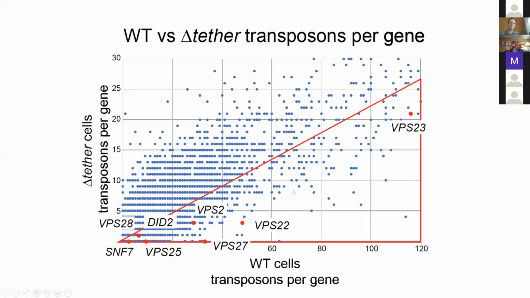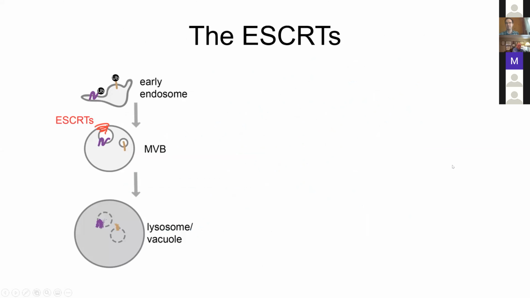This group of VPS genes are all components of the ESCRT complexes. This is something we just heard a lot about. In yeast, the ESCRTs are primarily responsible for the degradation of membrane proteins. On endosomes, they sort ubiquitinated cargo and then facilitate the internalization of this cargo into small vesicles that bud into the lumen of endosomes, generating multivesicular bodies. Eventually, when these multivesicular bodies fuse with the lysosome or vacuole, they deliver their internal contents for degradation.